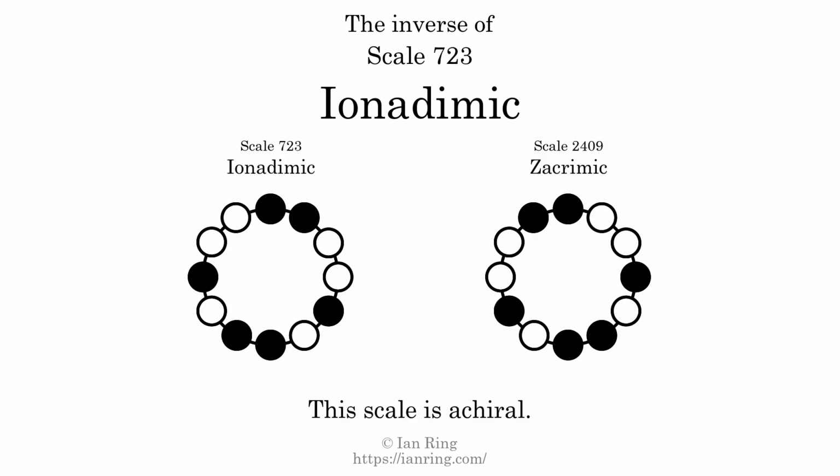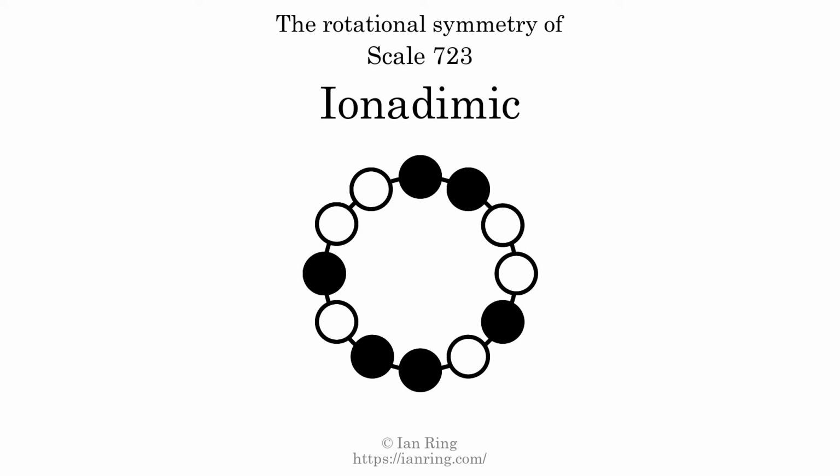The inverse of a scale is a mirror image. It is what you get when the sequence of intervals is reversed. The inverse of this scale is scale 2409, also known as zachrimic. This scale is achiral, since it can transform into its own reflection by a rotational transformation. This scale has no rotational symmetry.